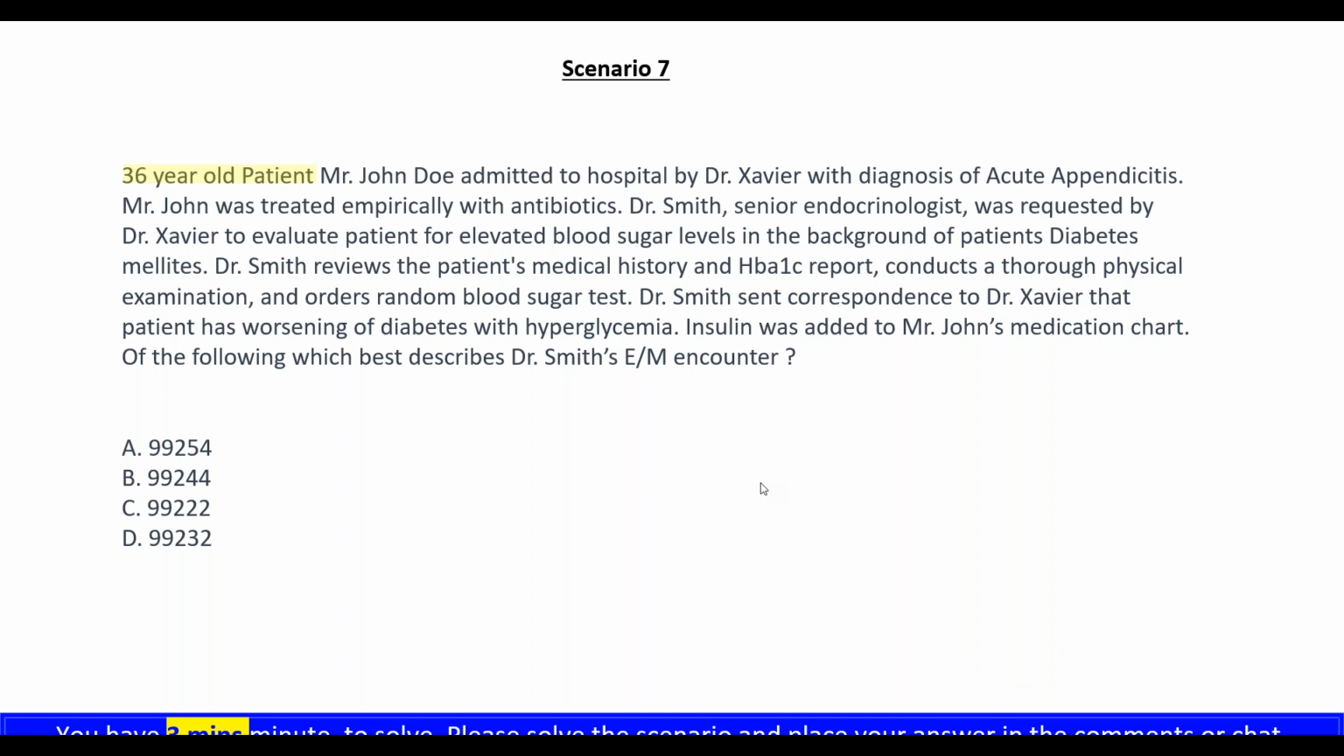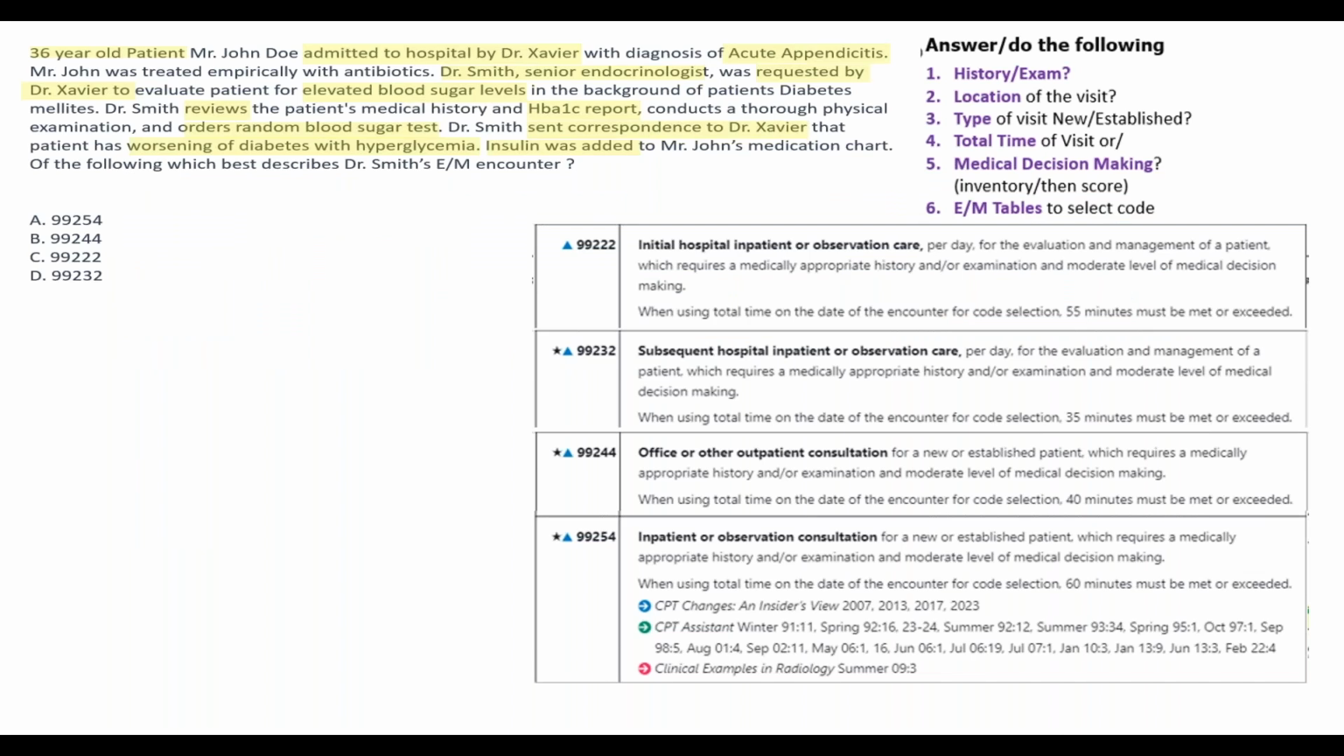Moving on with scenario 7, we have a 36-year-old patient admitted to the hospital by Dr. Xavier. So the patient is admitted to the hospital. Important thing to note, acute appendicitis. Dr. Smith, a senior endocrinologist, was requested by Dr. Xavier to evaluate the patient's elevated blood sugar levels. Dr. Smith reviews the patient's medical history and HbA1c report as well, orders a random blood sugar test, and sends correspondence to Dr. Xavier. The patient is having a worsening of diabetes mellitus with hyperglycemia. Insulin was also added to the patient's medication chart.